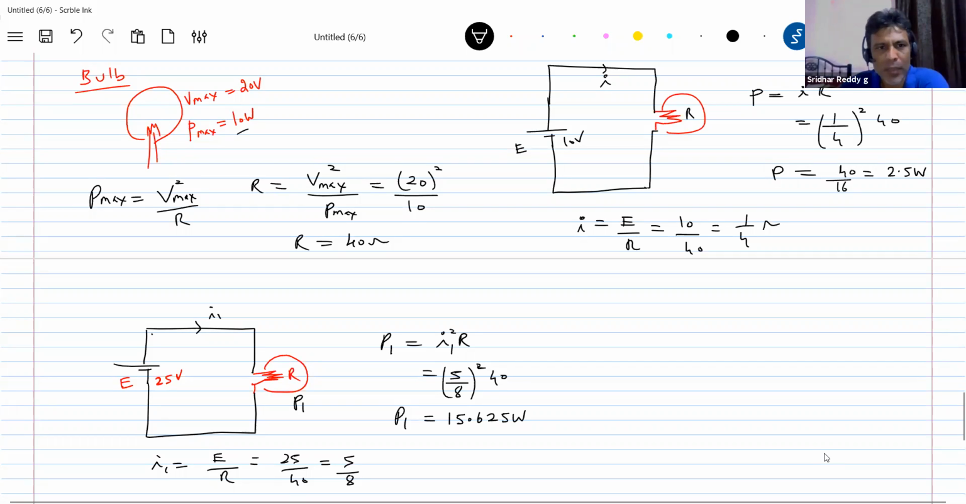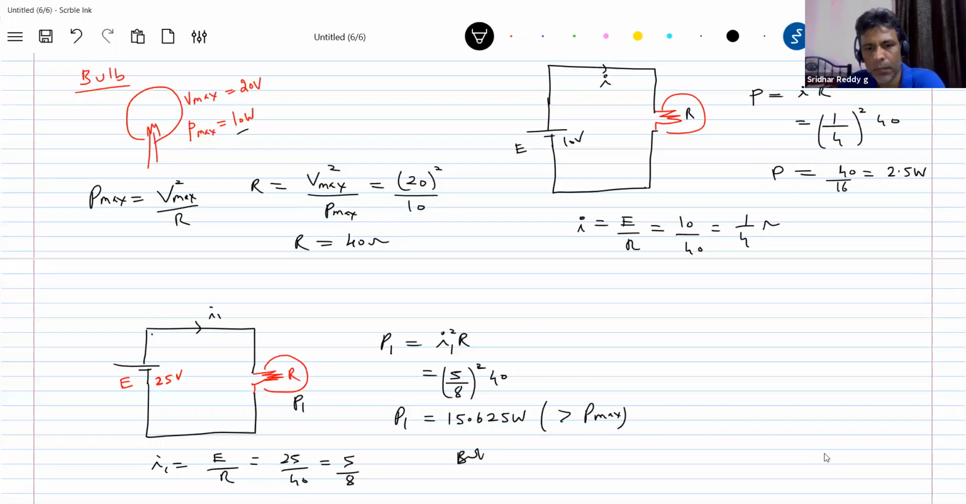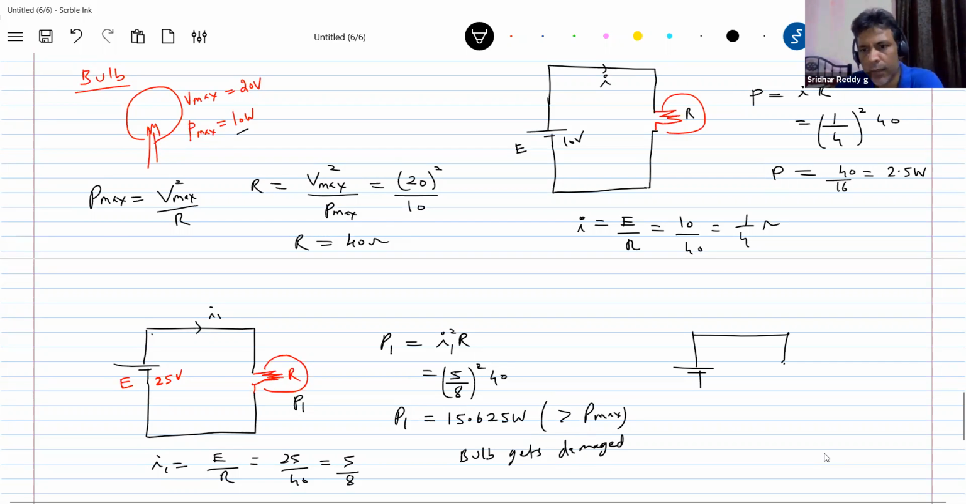What is the maximum permitted power? 10 watt, no? But how much is it here? 15.625. What will happen to the bulb? The bulb will get damaged. The filament will burn out, then become an open circuit and the current will become 0. So when P1 is greater than P max, the bulb gets damaged. Damage means it will become an open circuit inside, the filament itself.